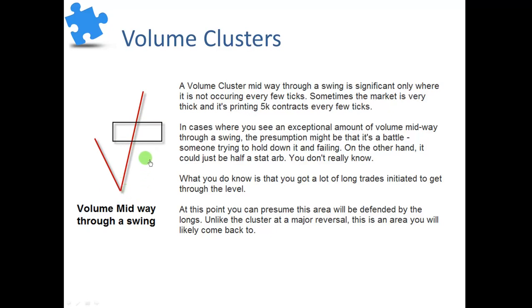Now, certainly on the ES, price has a tendency to retest the top of these mid-swing clusters much more often than it will try to test a cluster at a swing low.